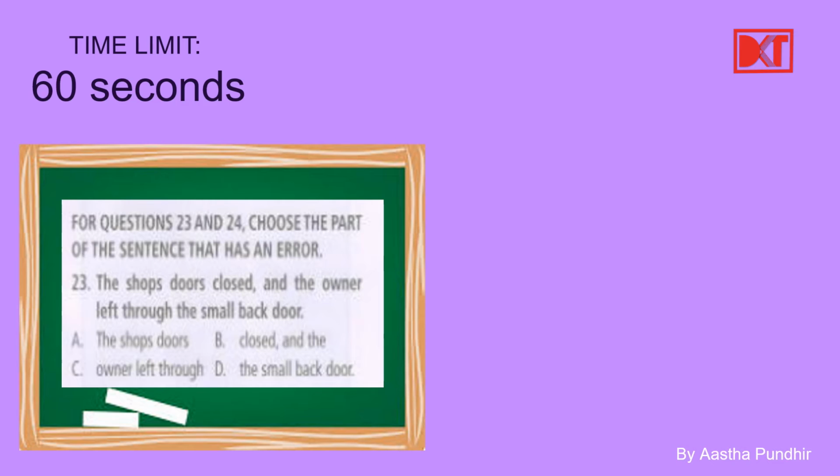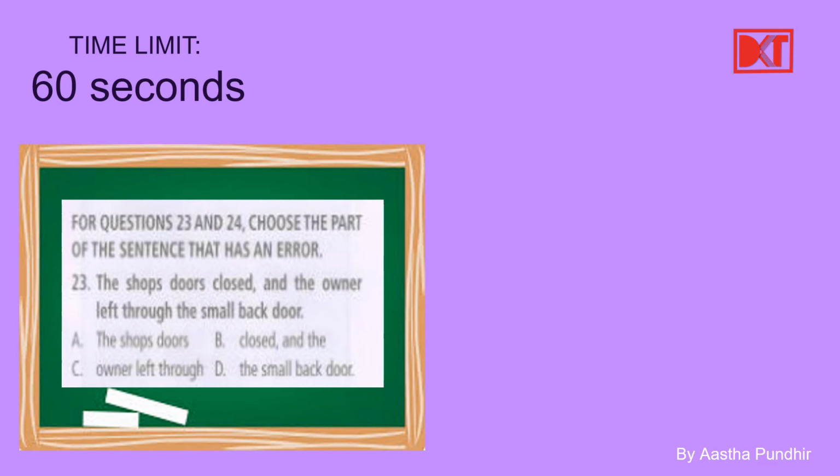Alright, here what we have to do is, for questions 23 and 24, choose the part of the sentence that has an error. Let's read. The shop's doors closed, and the owner left through the small back door. So here if you see, we can spot an error in this part.